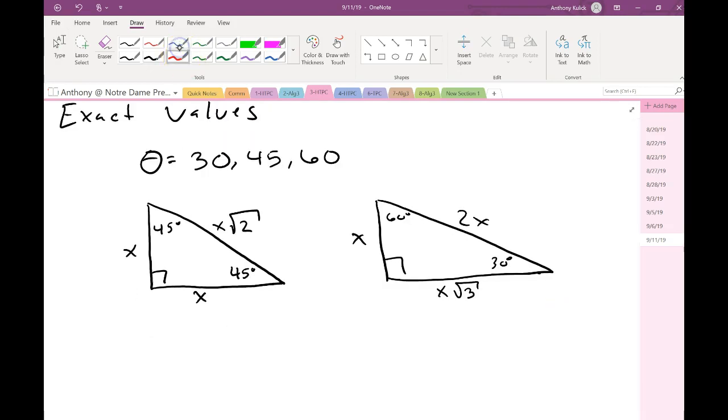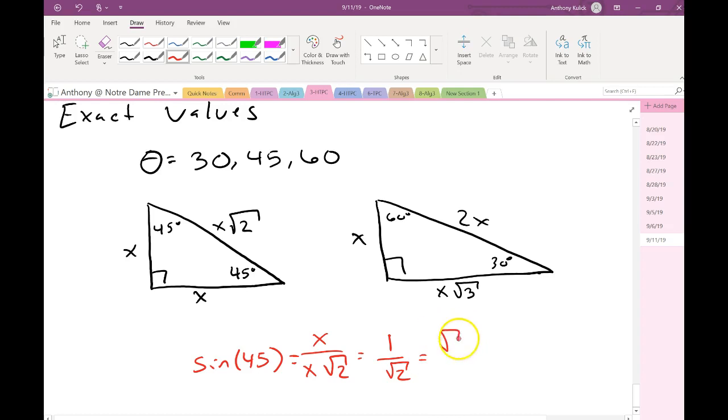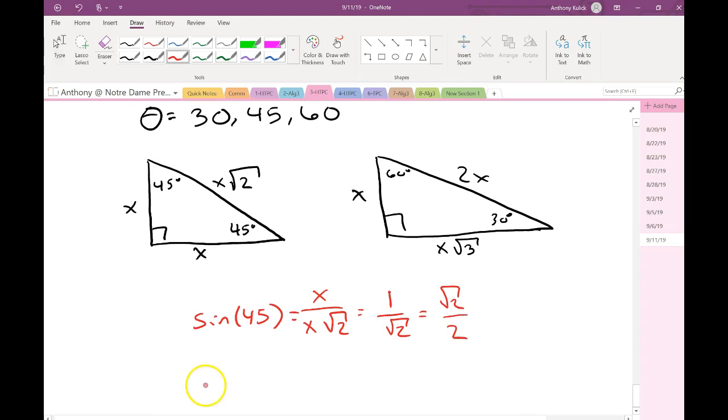So if I use these, I can say like sine of 45 is, in this case, x over x square root 2, which reduces down to 1 over square root 2, which when we rationalize is just square root 2 over 2. Or for example, I could do cotangent of 30. Cotangent of 30 is adjacent over opposite, so that's x square root 3 over x, or just square root 3.